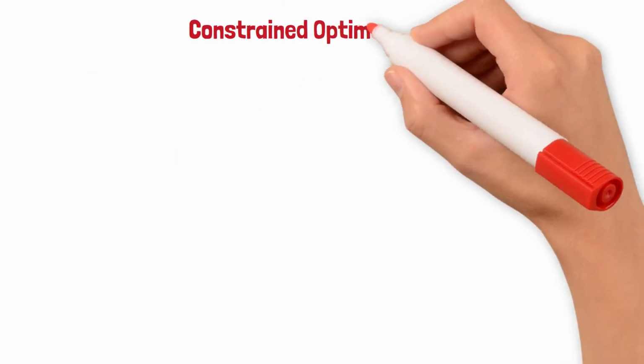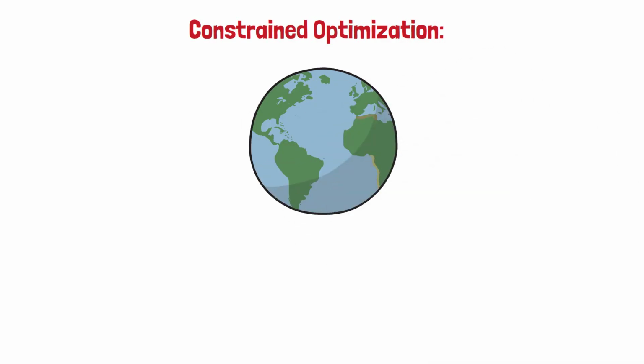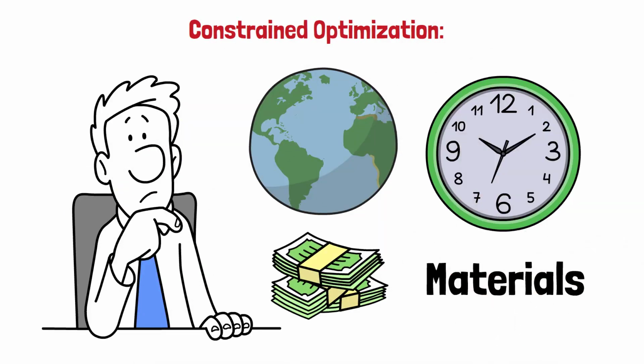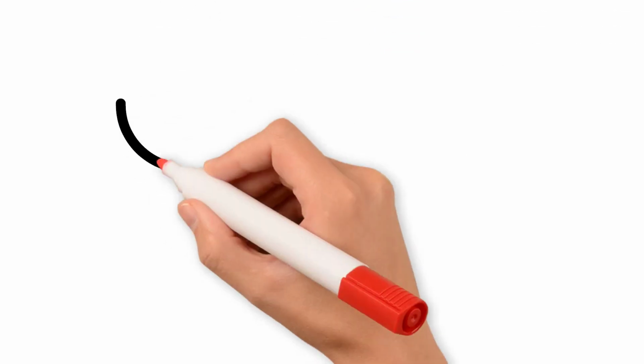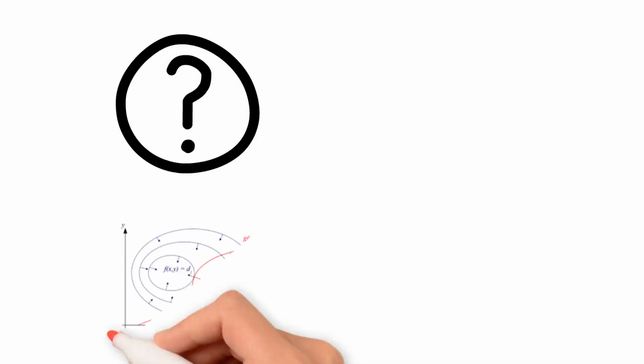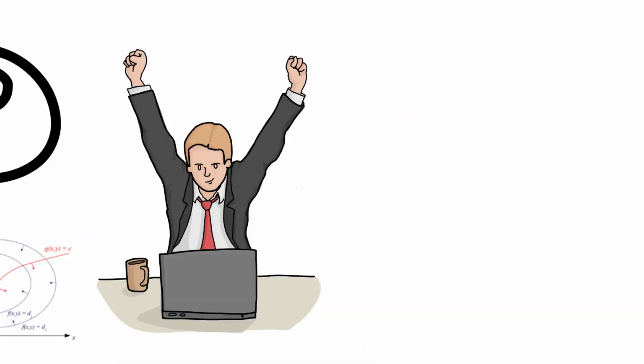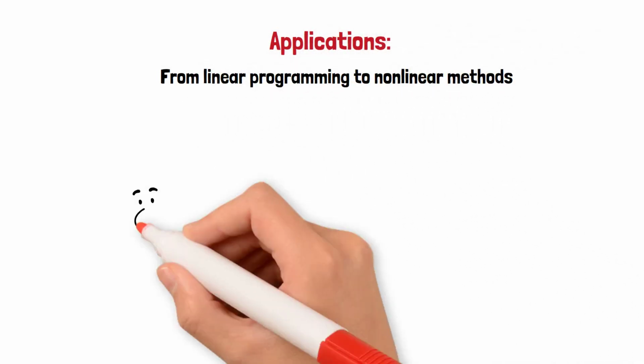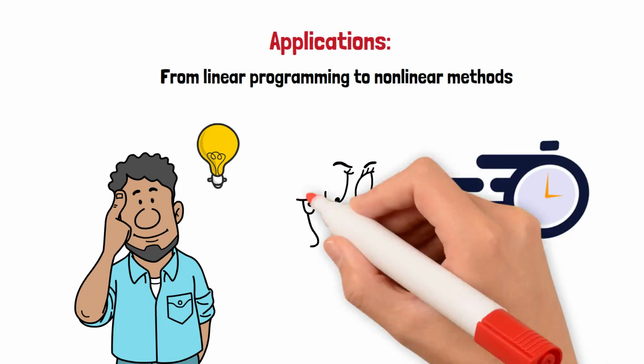Constrained optimization. In the real world, we almost always face constraints: limited resources, time, or materials. Constrained optimization asks, what is the best solution that also satisfies all the rules? Techniques like Lagrange multipliers help solve these problems. Applications. From linear programming to nonlinear methods, optimization gives us the tools to make smarter, faster, and more efficient decisions.